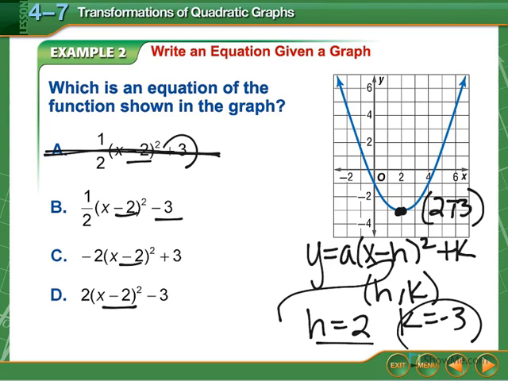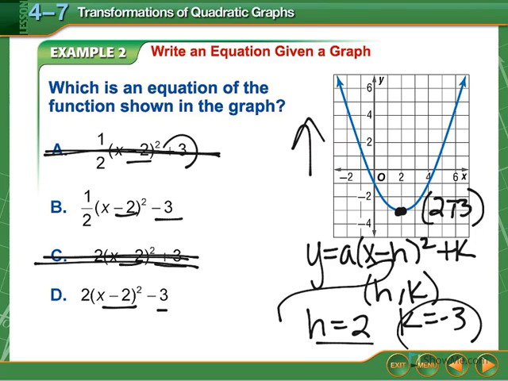B has a negative 3, so it works. C has a positive 3, so that's not going to work. And D has a negative 3 as well. The next thing I can look at is whether or not it faces up or down. And this parabola opens up, so that means our A value has to be positive. And that doesn't really help me since B and D both have positive values for our A value.